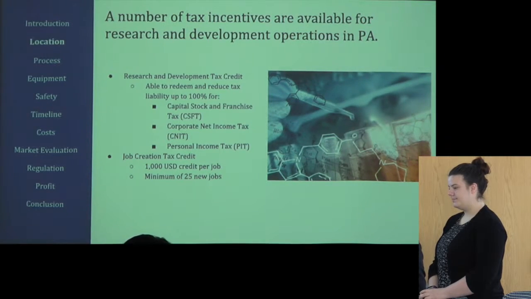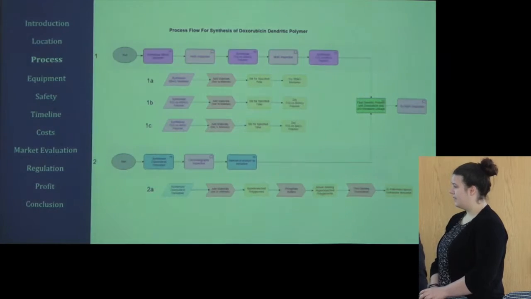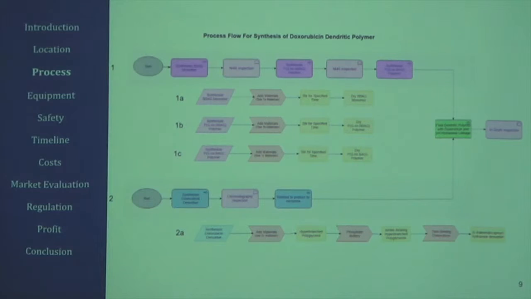So a little bit more about our synthesis process. This is the proposed structure of our synthesis. So it has two simultaneous processes, labeled 1 and 2, that will come together at the end. So we can go through each of these a little bit more individually.